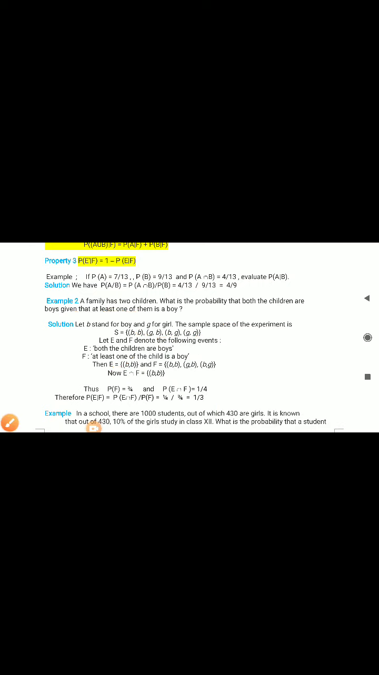Another example is there. In a school there are 1000 students, out of which 430 are girls. It is known that out of 430, 10% of girls study in class 12. What is the probability that a student chosen randomly studies in class 12 given that the chosen student is a girl? Here we are having two events.